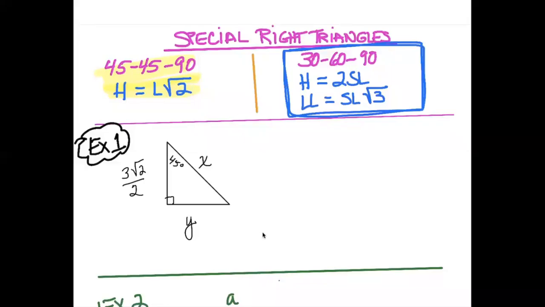Okay, geometers, we are putting this into our toolkit, all about special right triangles. You can pause the video and write down all these amazing formulas, as well as example 1.